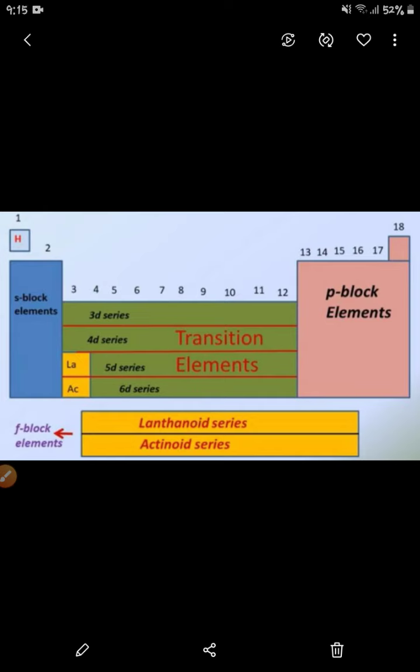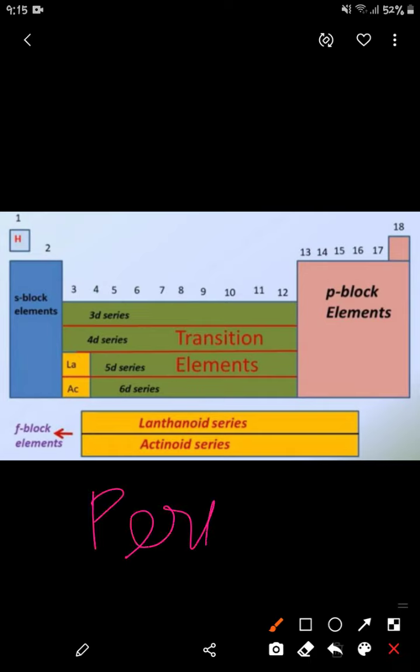Now when we talk about the period, the d block starts from period number 4. Okay. So it includes the 4th period, 5th period, 6th period and 7th period. Now the names given are 3d series, 4d series, 5d series and 6d series. These names we will be discussing.